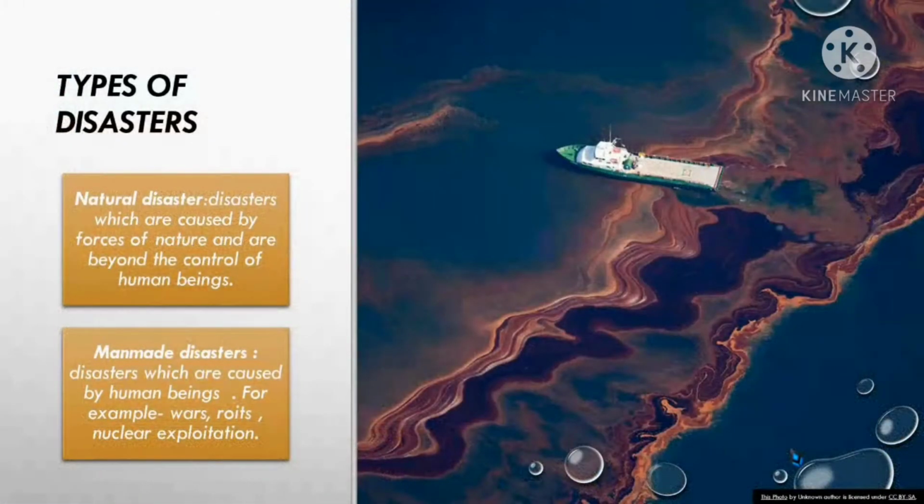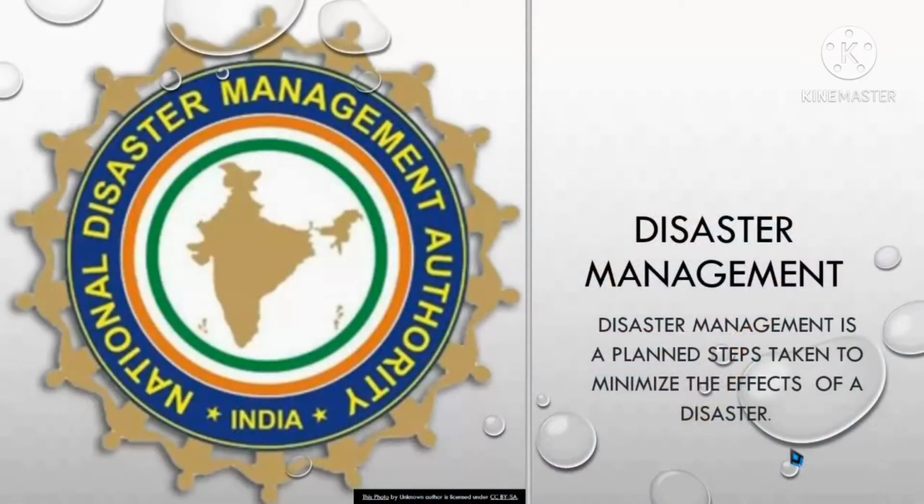Disasters are of two types: natural and man-made. Natural disasters are caused by forces of nature and are beyond the control of human beings. On the other hand, man-made disasters are caused by human beings, like wars, riots, nuclear explosion, etc. So, one by one we'll learn about these disasters.